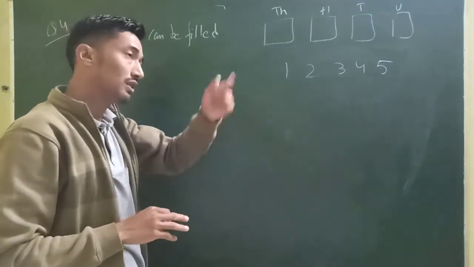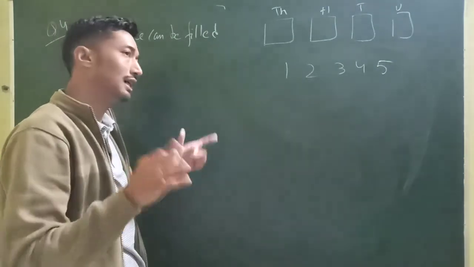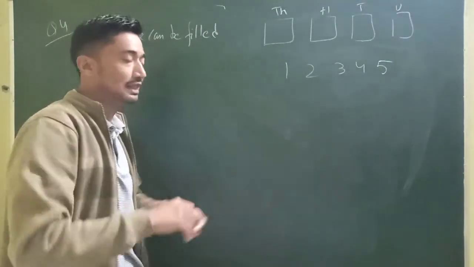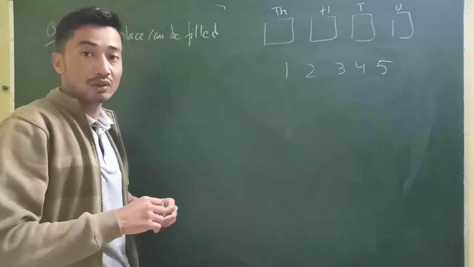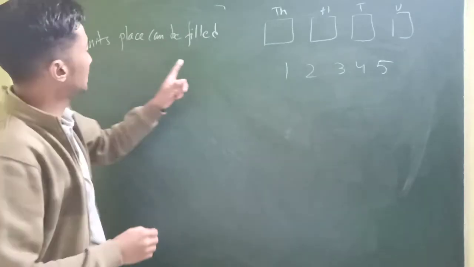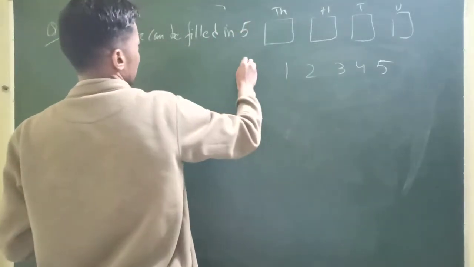5P4 ways: 5 into 4 into 3 into 2, you'll get the answer. But let's write down and understand. Later on, once it is done, you can start using the formulas also, no problem with that. I'm just explaining in the full context. So units place can be filled in how many ways? We have 5 options, in 5 ways.